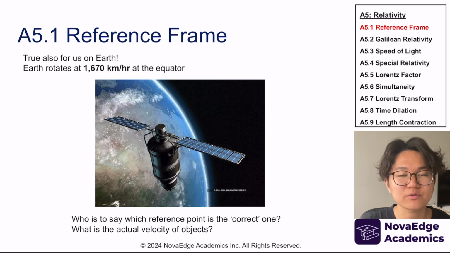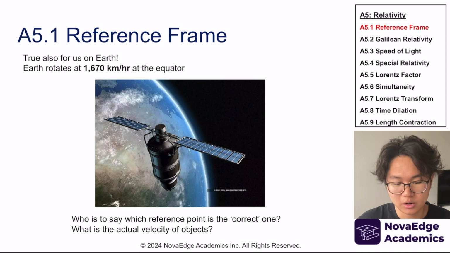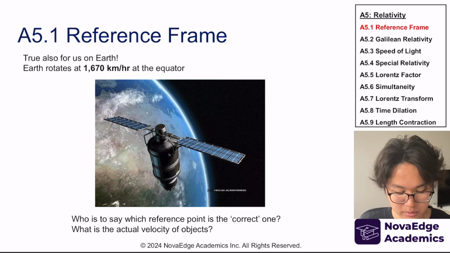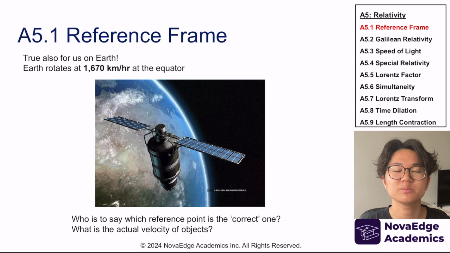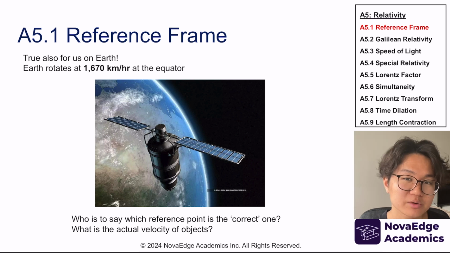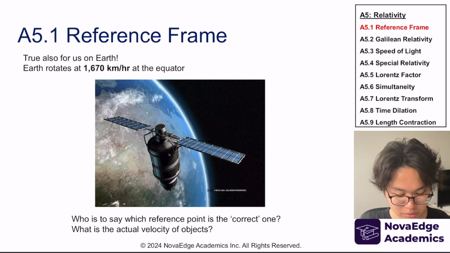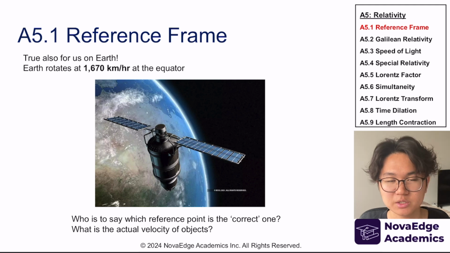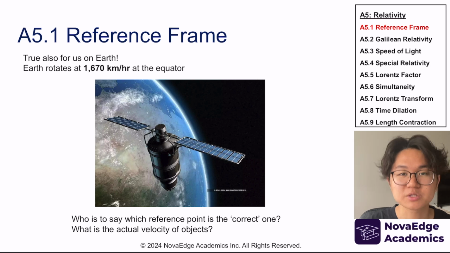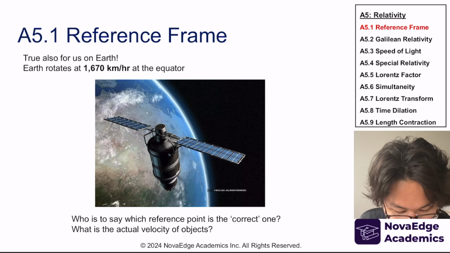And we've been doing that for Newton's physics, by the way. We've assumed objects at rest to be velocity equals 0. And when we say the ball travels at 10 meters per second, we're saying it travels at 10 meters per second relative to the ground. So we actually don't know what is the correct velocity of the object. We just know what the velocity is compared to something else, relative to something else.